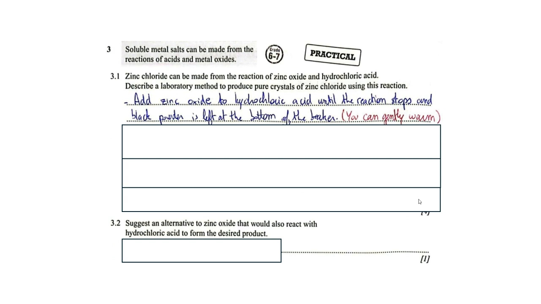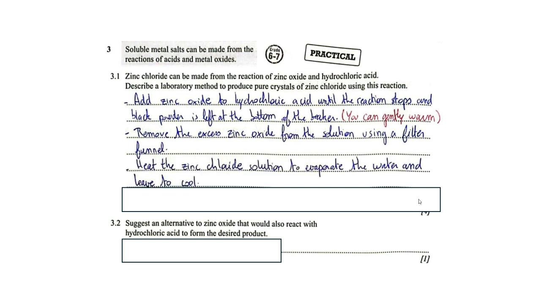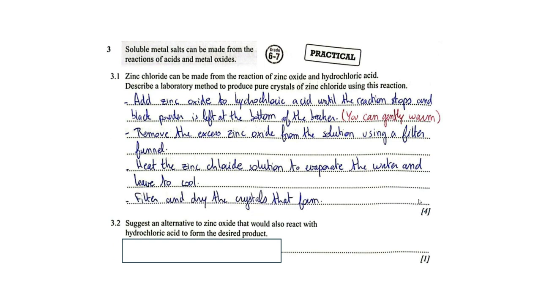To make this step a bit quicker, you can gently warm. Then you're going to remove the excess zinc oxide, which is the insoluble black powder at the bottom, using a filter funnel. Then you're going to heat, so you're going to get a solution of zinc chloride after filtration, and you need to remove the water to get pure crystals. So you're going to heat the zinc chloride solution to evaporate the water, and then you're going to leave it to cool, and you can filter and dry the crystals that form, okay? Or you can let all the water evaporate on the windowsill. And you have pure crystals of zinc chloride at the end.